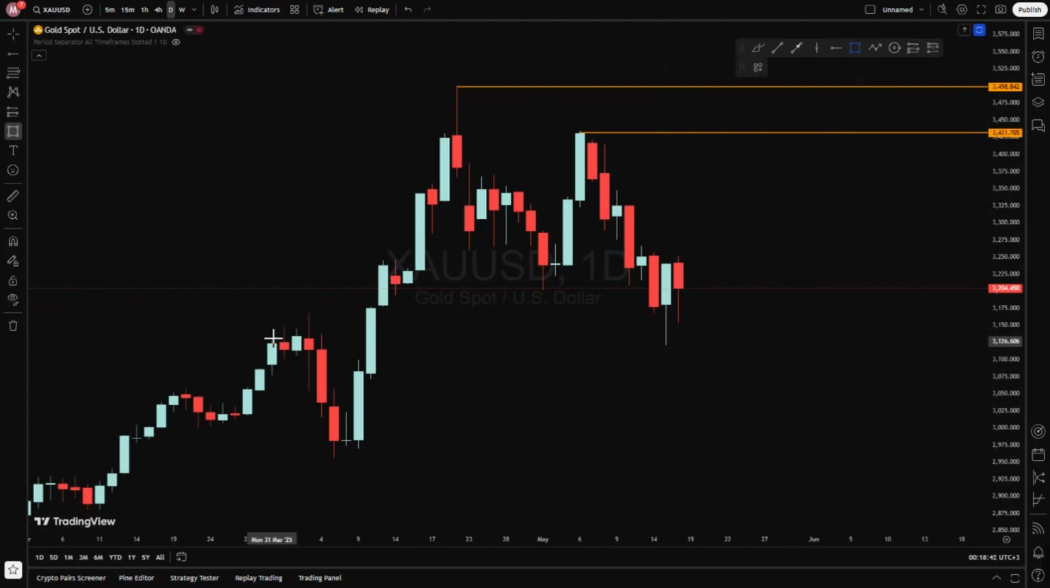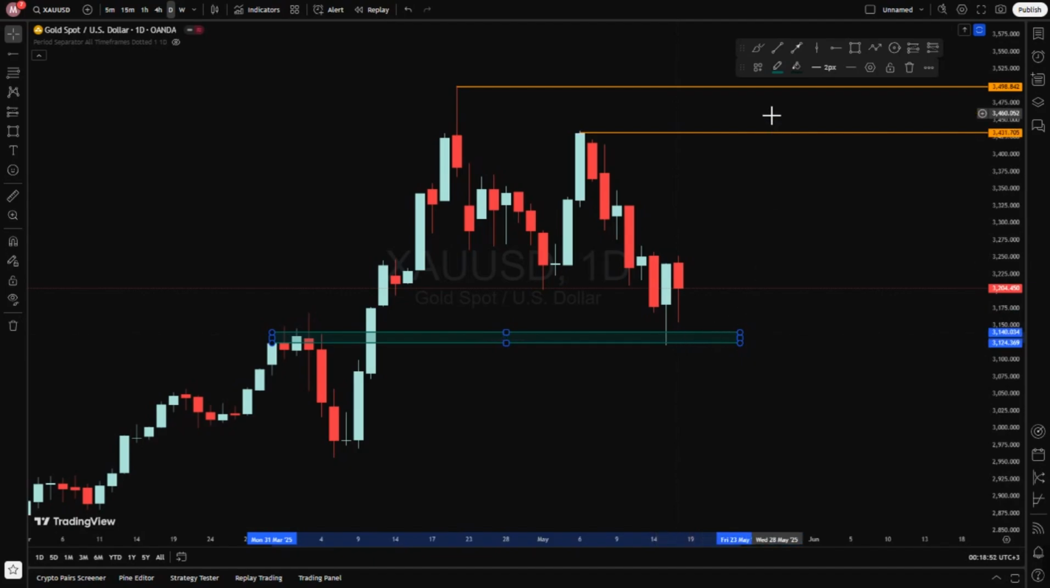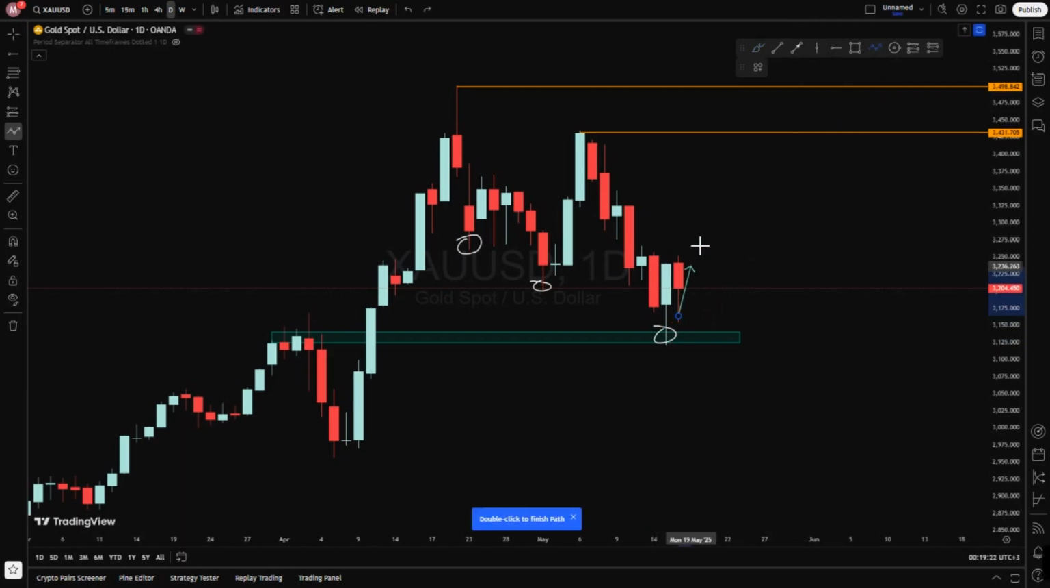Now, if you look closely, price came back and retested this previous high right here, turning it into support. That retest is pretty significant because it tells us that buyers are still interested at these levels. Then moving lower, we can see a series of lows. First a low, then a lower low, and finally the last lower low. After that, we see price starting to shift upward.